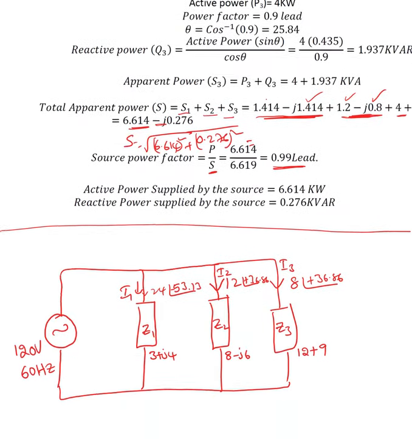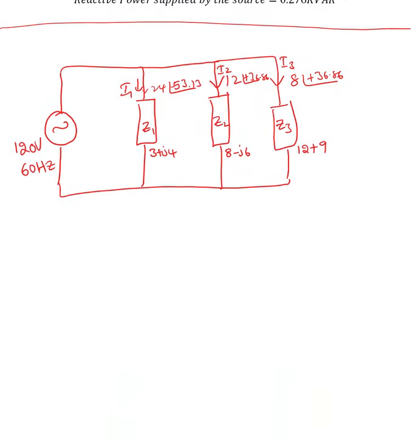Okay, move on to the next example. Here is the third example. Here, instead of power values, I gave you the impedance values. So three loads are connected in parallel. The supply voltage is 120 volts.